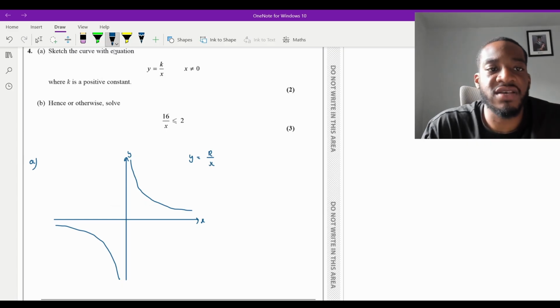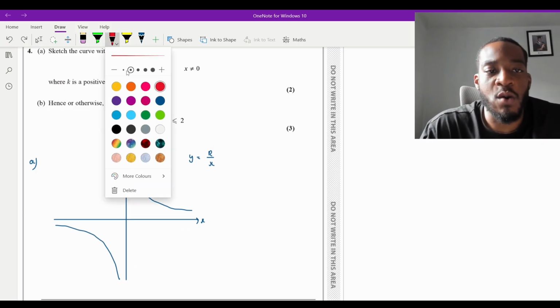Now remember, if k was negative instead of positive, then it would be like this, wouldn't it? Like that. But it's not, so we don't need to do that. So yeah, that will give us the 2 marks.